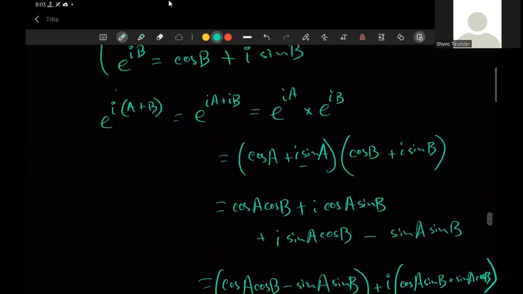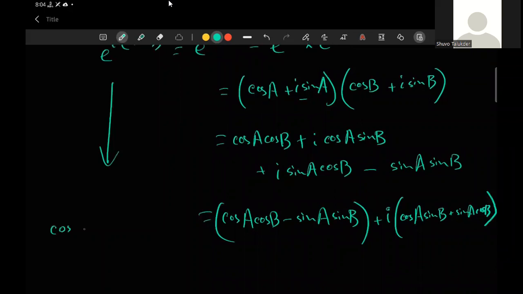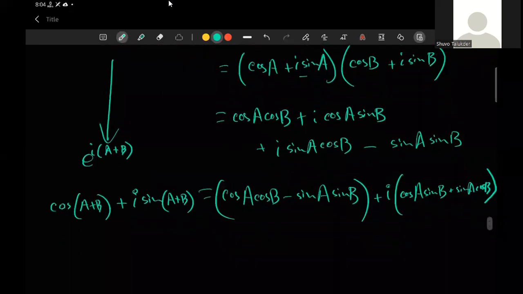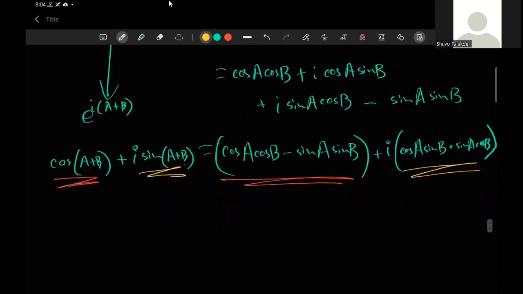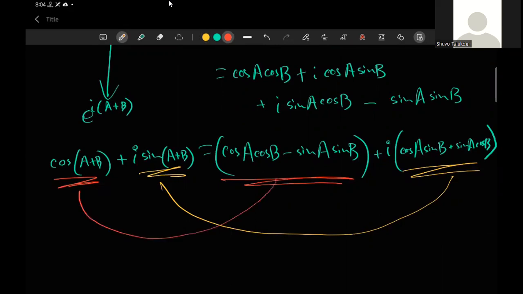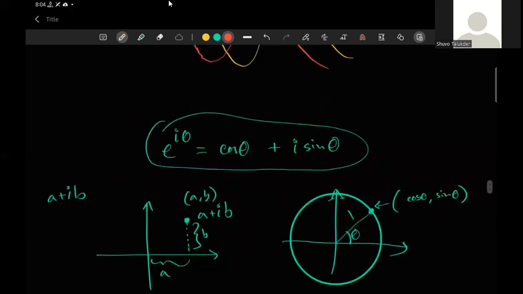Now again we can write e to the power I theta, and we can replace the theta with a plus b. So we can write cos theta, that is a plus b, plus I sine theta, a plus b, because this is in the form of e to the power I theta. Correct? And from here you can easily see that the real parts equate with each other, and the imaginary parts equate with each other. So sine a plus b is equal to cos a sine b plus sine a cos b, whereas cos a plus b is equal to cos a cos b minus sine a sine b. So you get two formulas with just this one equation, e to the power I theta is equal to cos theta plus I sine theta.